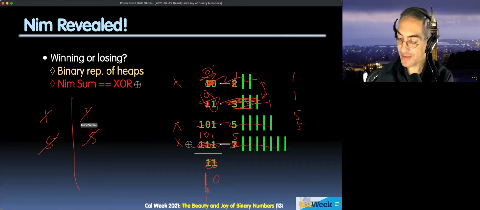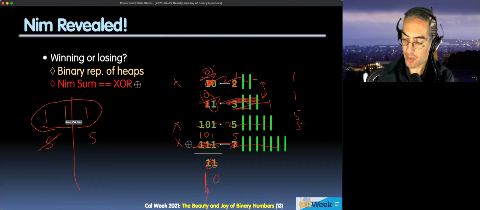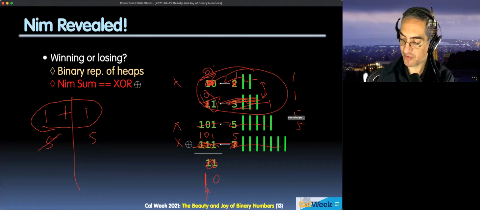Now, watch this. What am I going to do if I'm playing against a younger player? You got 1, 1, 5, 5. Once you take all 5, I've got 1 and 1, okay? We know this is 0. This nim sum is 0. 1 plus 1 nim sum is 0.